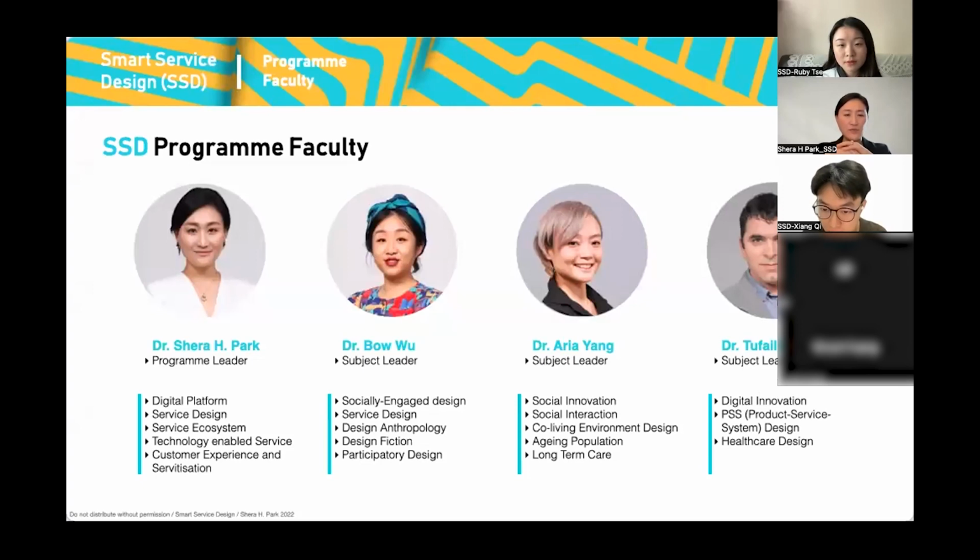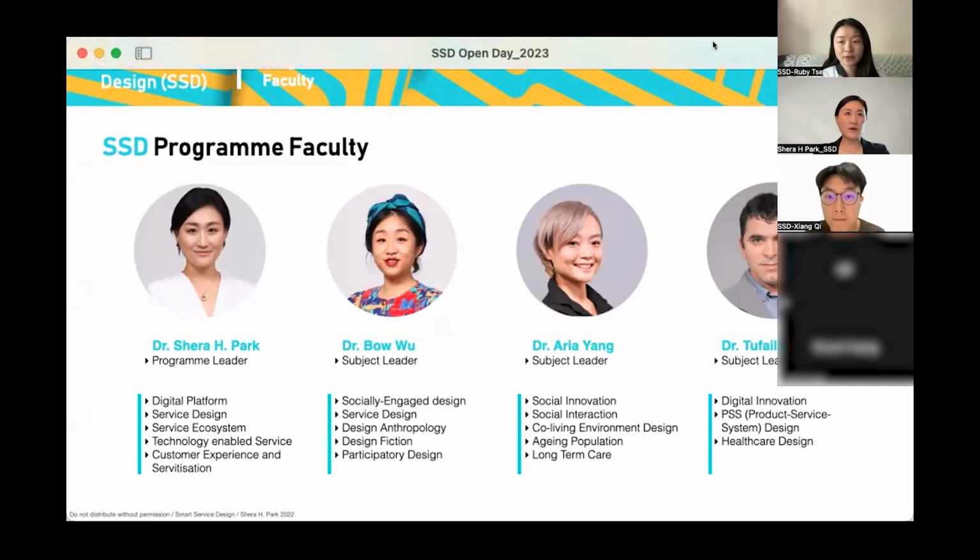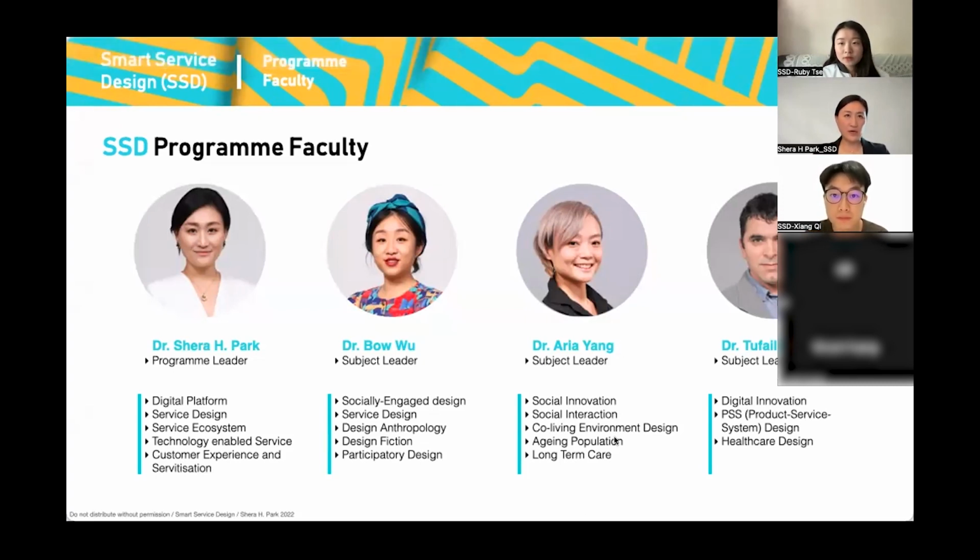Right now it only shows the 4 members. We are the core members. However, we have the other 3 faculty members, as well as guest lecturers from other universities. As shown in the picture, me, the specialism leader, Dr. Bau, who are the subject leaders, Dr. Arya Yang and Dr. Tufal, same as the subject leaders. We have different specialties in terms of the area of design.